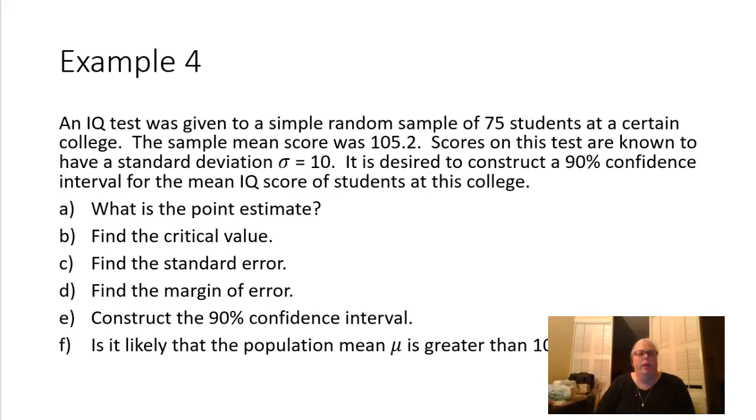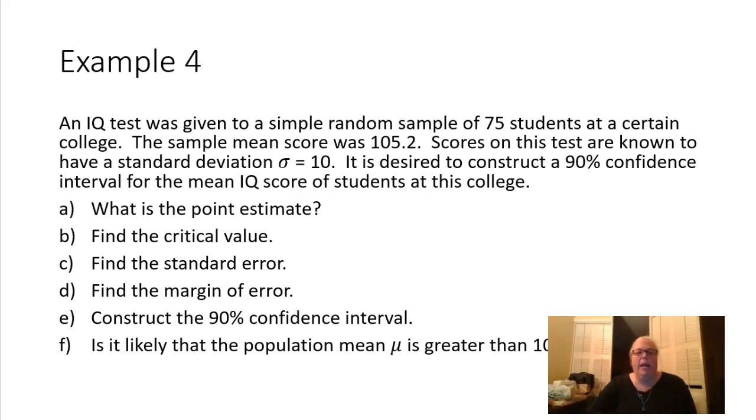Example 4. An IQ test was given to a simple random sample of 75 students at a certain college. The sample mean score was 105.2. Scores on this test are known to have a standard deviation sigma equal to 10. It is desired to construct a 90% confidence interval for the mean IQ score of students at this college.